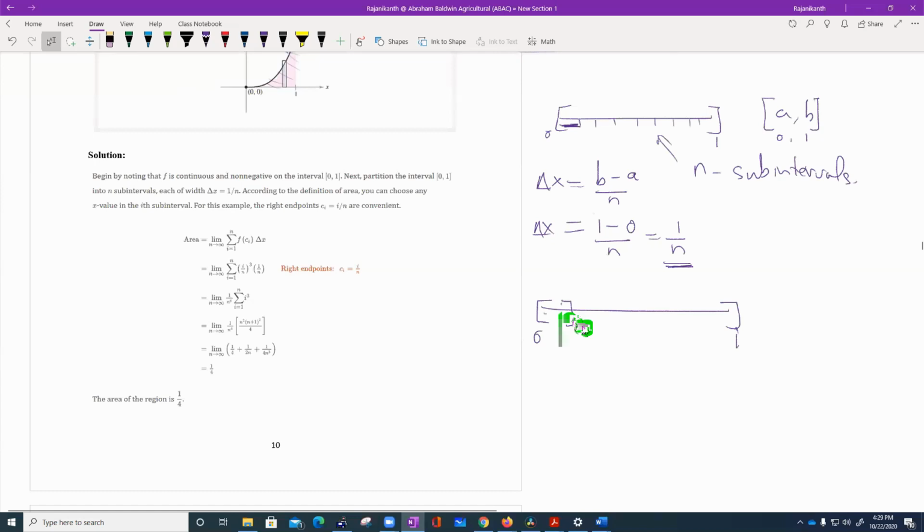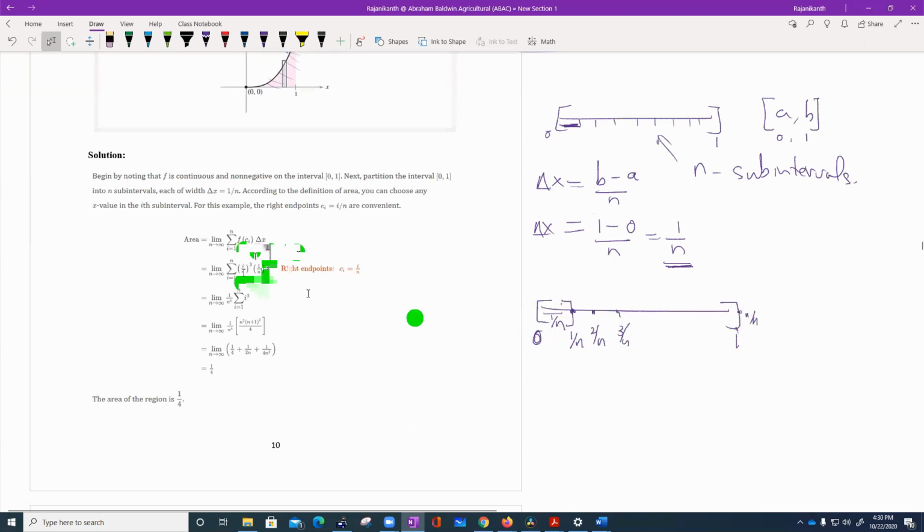So this length should be 1 over n. If the length is 1 over n, you are starting with 0. So this point should be 1 over n then, right? The next point should be 2 over n, 3 over n, and so on. So the last point should be n over n, which is 1. So in between, you will have n subintervals, right?